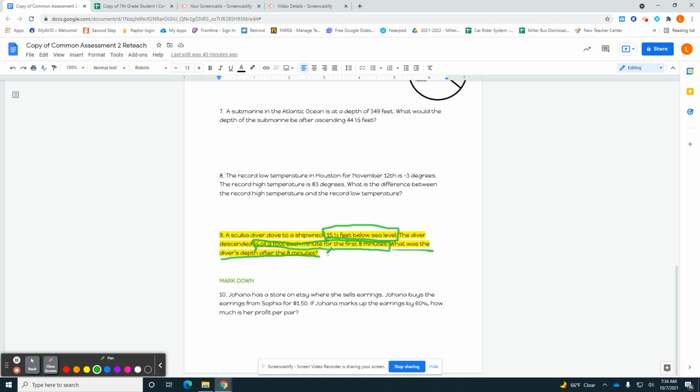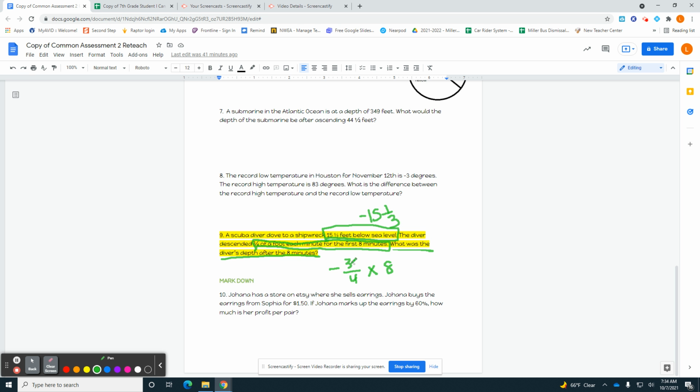Okay. So if it's descending, is it a positive or a negative? Descending is negative, right? So he's descending a negative 3/4 every minute for 8 minutes. So if he's doing that every minute for 8 minutes, what operation are we doing? If you said multiply, you are correct. That's why I said it's a bit of a challenge, because it's multiplication. And if he's 15 1/3 feet below sea level, would that be a positive or a negative? That is a negative 15 1/3.